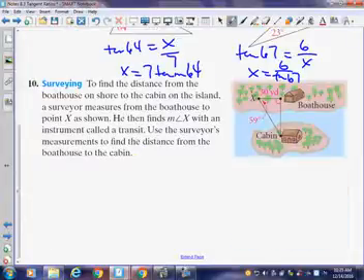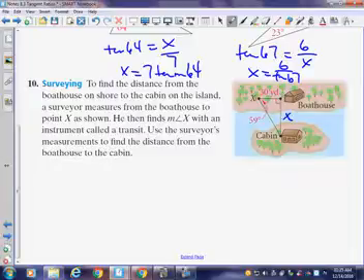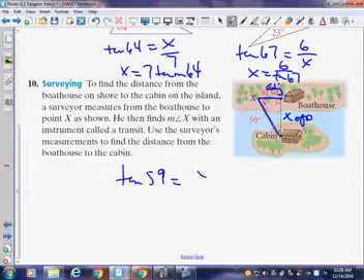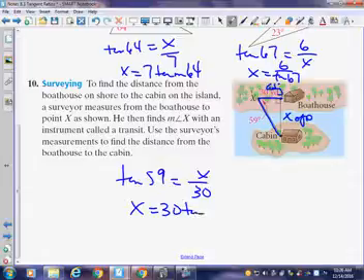So in our last question on this page, we're looking at finding the distance from the boathouse on the shore to the cabin on the island, which is this distance. So they measured on dry land 30 yards away and took an angle of 59 degrees because you can't measure straight across water. Then this will be your opposite. This will be your adjacent. So you're going to do tangent of 59 equals x over 30. X equals 30 tangent of 59.